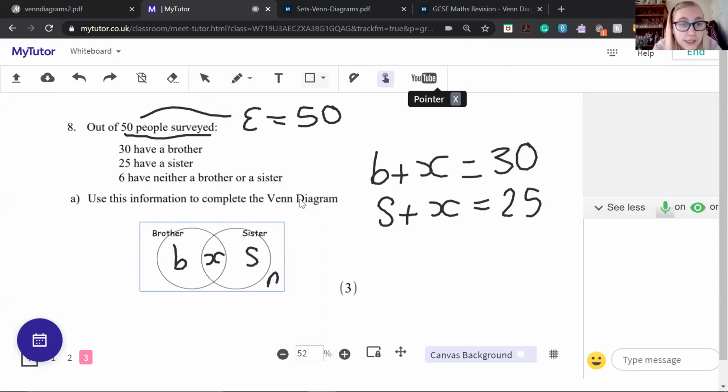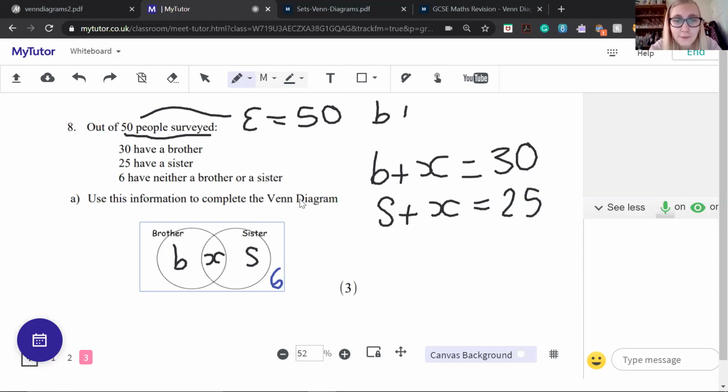And we know that 6 have neither a brother or a sister. So we can fill this number in here, N, straight away. Let me do it in a different colour. That's 6. I hope that makes sense. So up here, when I said that epsilon equals 50, that's the same thing as saying B plus X plus S plus N equals 50, right? All of the numbers that we're going to fill in, all of those squares that I drew at the beginning.